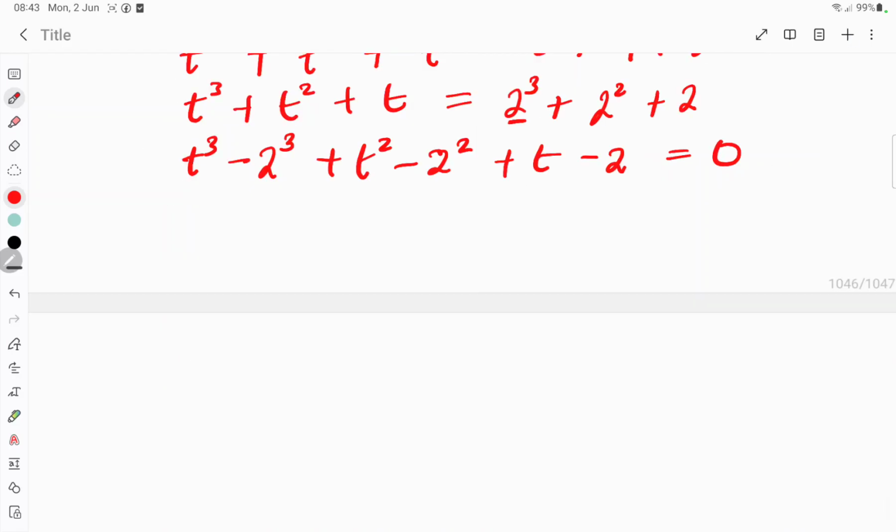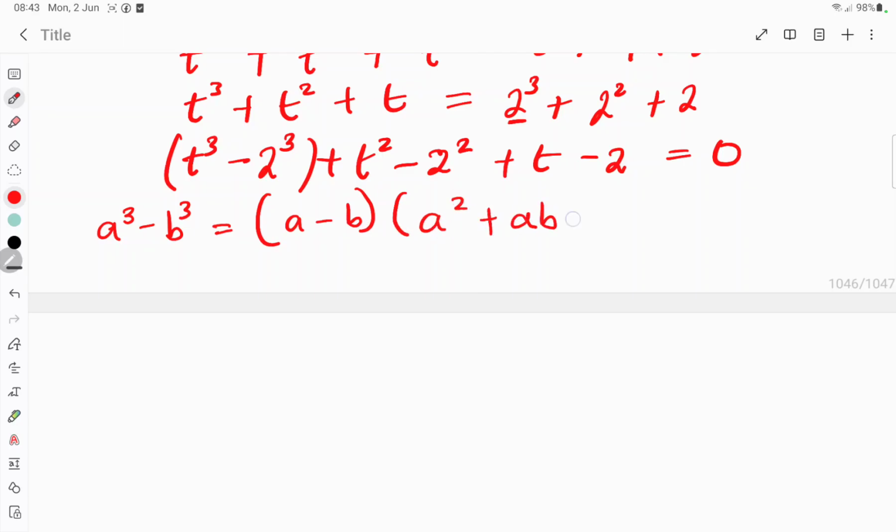And you know, by expansion, if I try to expand this cubic term first, when we have a power 3 minus b power 3, that is the same thing as a minus b into a squared plus ab plus b squared. That's the expansion. So on having this, we can say that our a is equal to t and our b is equal to 2, for this cubic function.